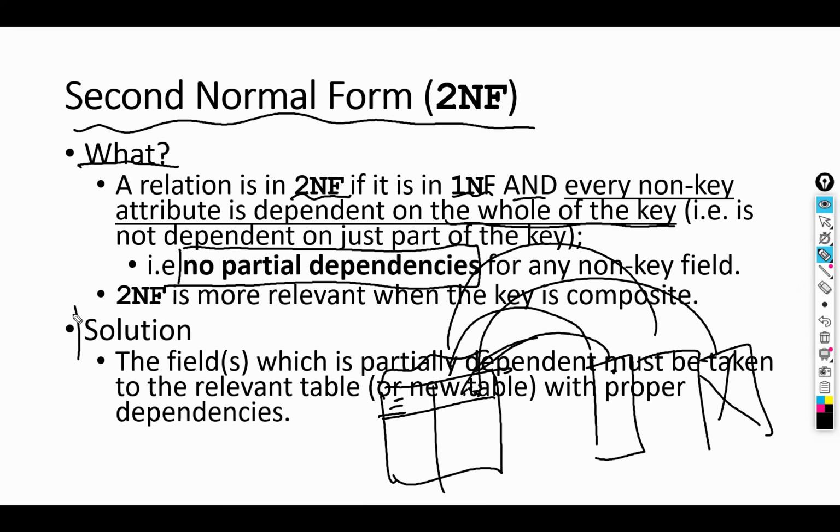So, the problem and the solution. What is the solution? If a field depends on part of the primary key, where you have a composite primary key, that means that field should not be here. That field must be taken to the relevant table. This is not the place to keep this field. You have made a design error. And it's pretty much common sense.